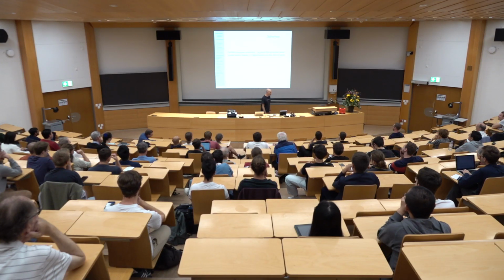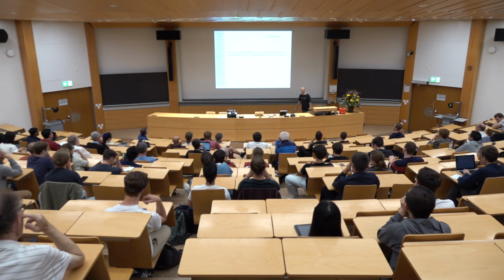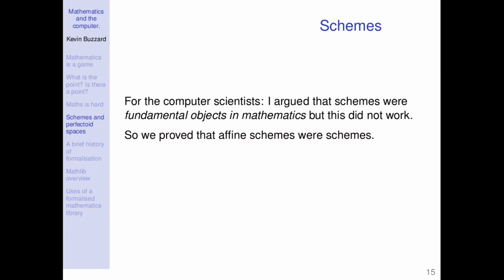So for the computer scientists, I tried this argument that there were fundamental objects in mathematics, but this didn't work. And so I proved a theorem. I proved that affine schemes were schemes. And if you know the definition of a scheme, you'll realize that this is not a particularly big deal. Right? It's true by definition. A scheme is defined to be affine schemes glued together. So we proved that affine schemes were schemes, and given a ring, you can make an affine scheme.